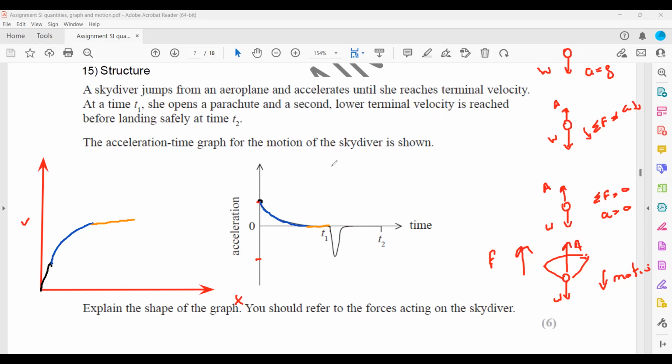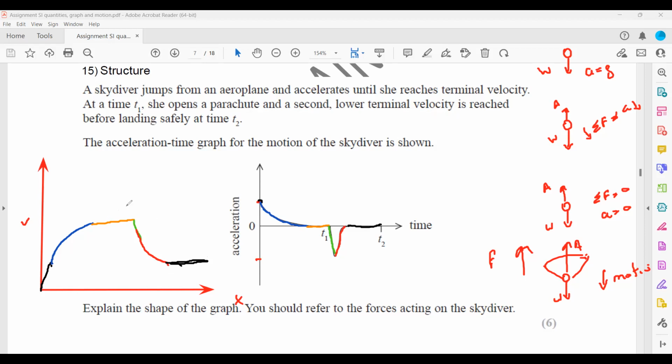Then the moment she opens the parachute, her deceleration will increase, because the air resistance is more than the weight, so the deceleration will be more. This is the maximum deceleration. Then the deceleration starts to decrease as well. Why does the deceleration decrease? Because her speed is decreasing, so air resistance decreases, so deceleration decreases. And eventually, again, the air resistance balances with the weight, so she will move at a constant speed.